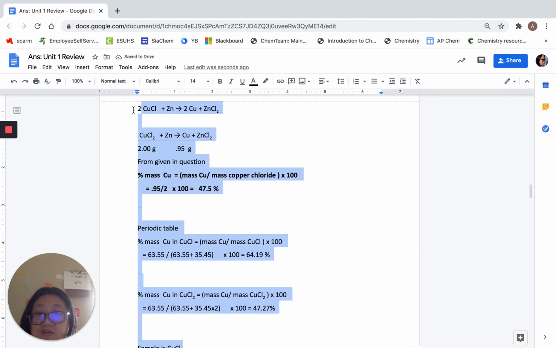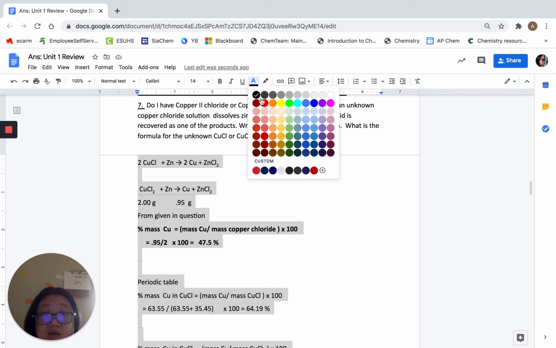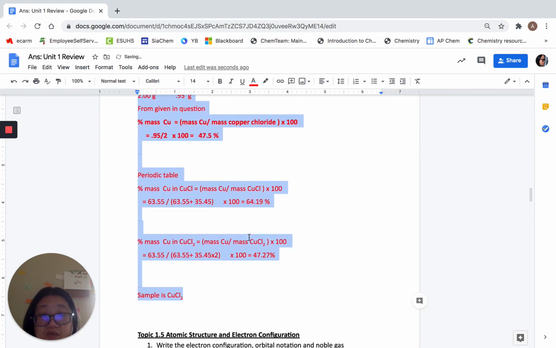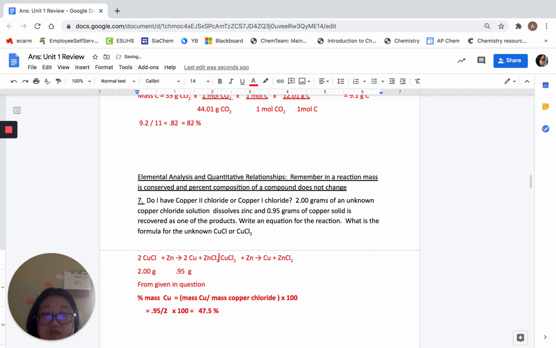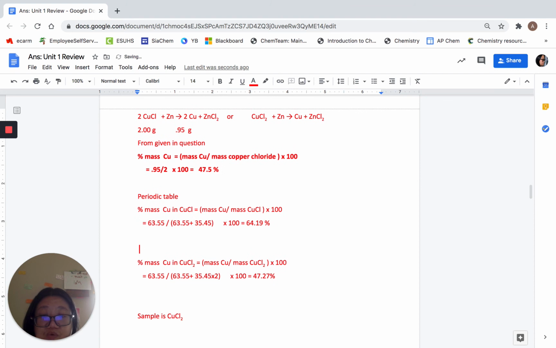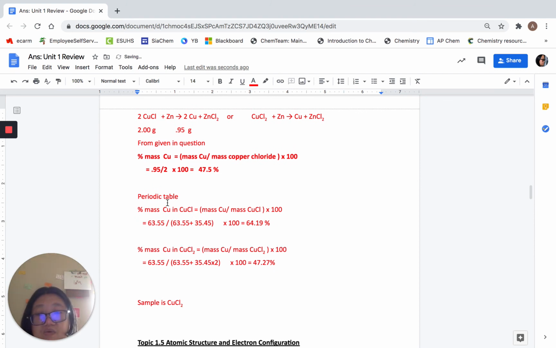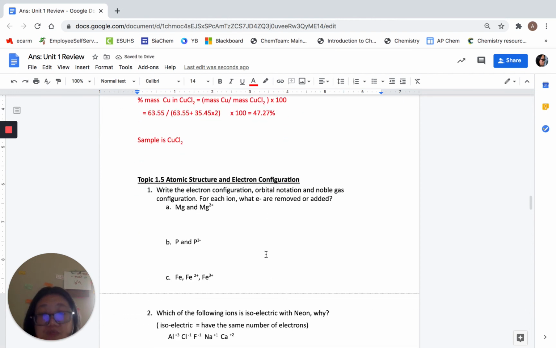Notice what they were trying to say: your mass percentage is going to be the same, and it depends on the type of chemical reaction. Originally we don't know if it was this or this. All we know is the given, and from there we go through and try to figure out what is going on, and then you'll see that the percentage matches CuCl2. Okay, let's go into the next one.